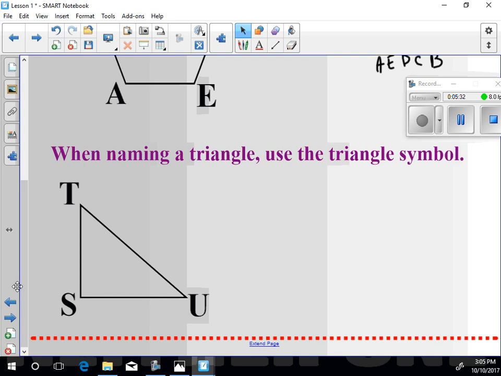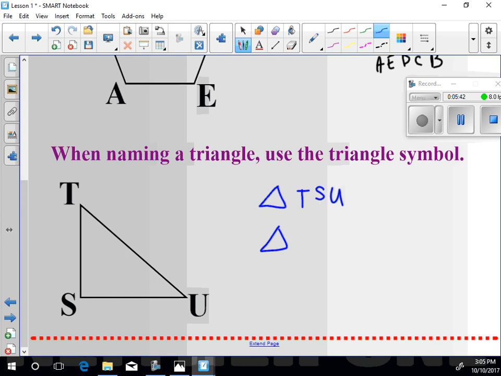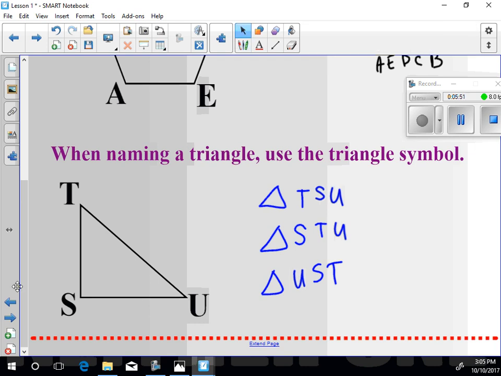When naming a triangle, we don't have to write out triangle, we just write out the symbol for a triangle. I could call this triangle TSU. I could call this triangle STU. I could call this triangle UST. You really can't screw up a triangle because all vertices are connected to all other vertices. So make sure and use the triangle symbol so you don't confuse your teacher.